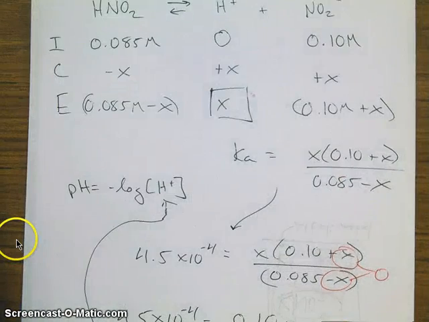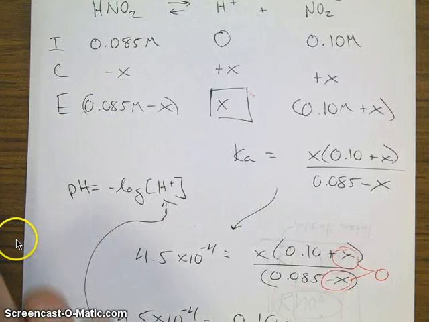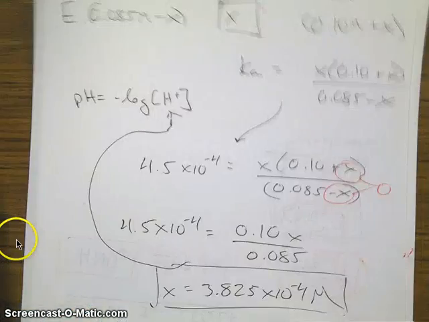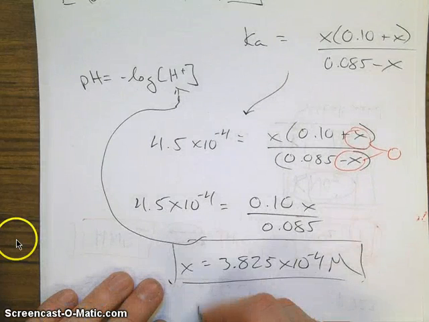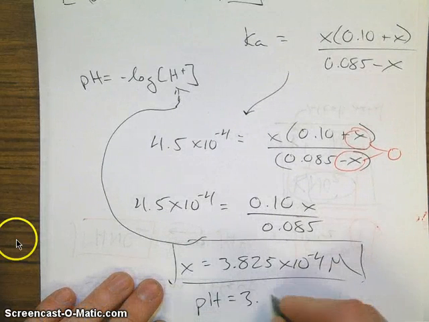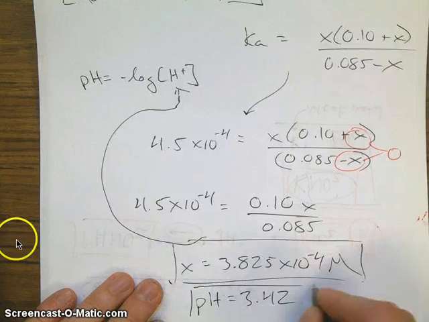So I have to take the negative log of this value that I've solved for x, and let's see what I get here. I get a pH of 3.417, which rounded is the correct answer of 3.42. There we go.